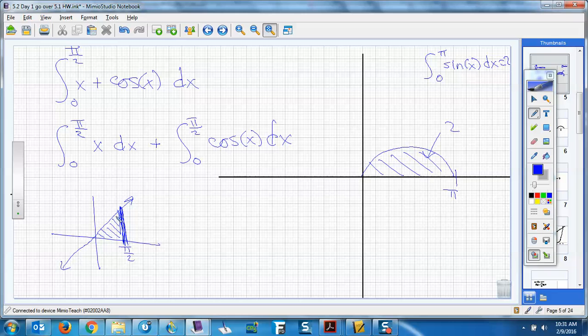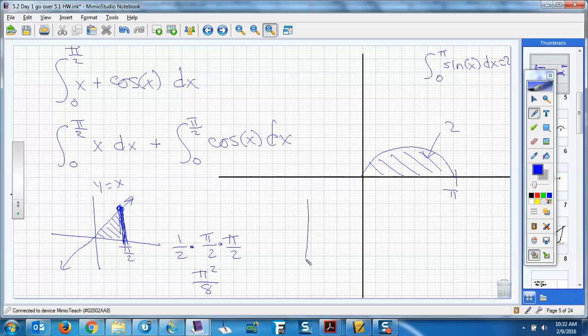And wouldn't that make a triangle? So it would be 1/2. What's the base of that triangle? Pi halves. And the height of that triangle? Pi halves. You plug it into the equation. The equation is y equals x, so you plug a pi halves into the equation. Your y is pi halves also. So it's 1/2 base times height. So that would be pi squared over 8. Would that be right? And then what about cosine from 0 to pi halves?